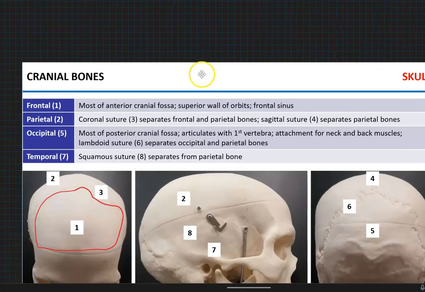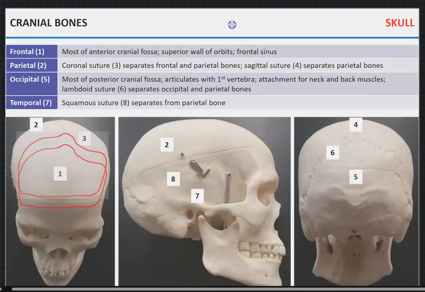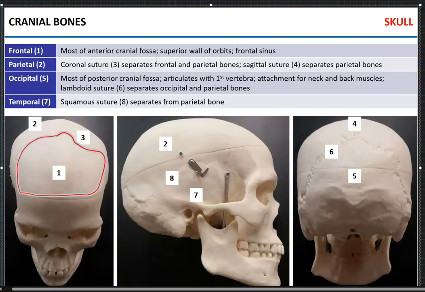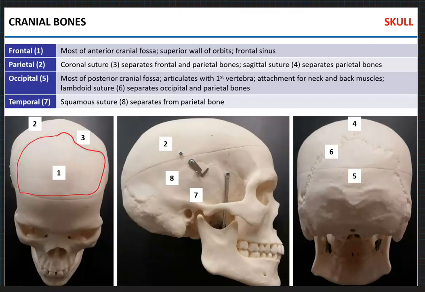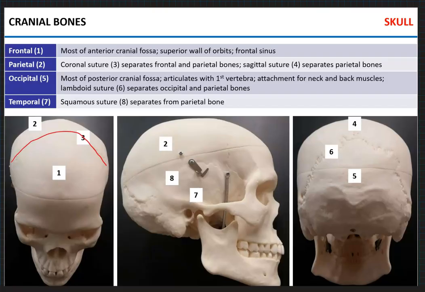Frontal and the parietal bones are separated from each other. So this is your parietal bone here, and you can see parietal bone here. Parietal bone and frontal bone are separated by the coronal suture, and the sagittal suture separates parietal bones themselves.